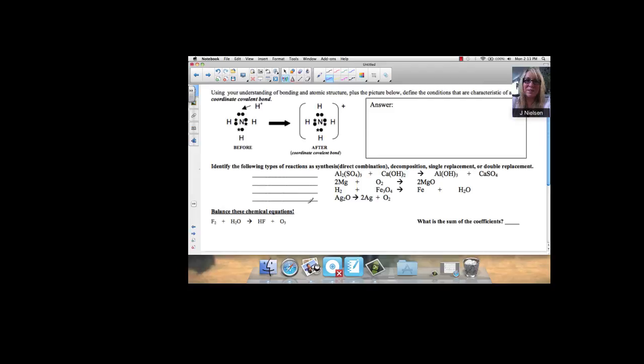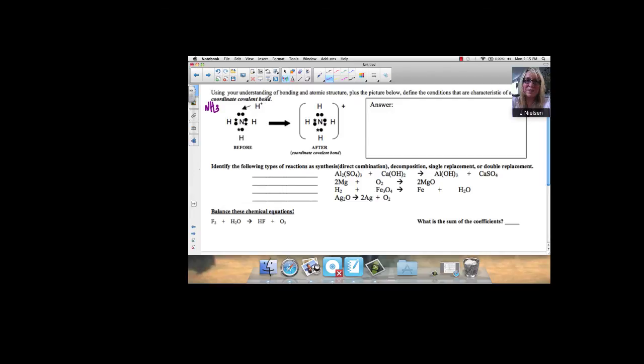Using your understanding of bonding and atomic structure, plus the picture below, define the conditions that are characteristic of a coordinate covalent bond. Well, when we draw out just simply NH3 by itself, we know that N has 5 valence electrons, depicted by the 5 circles here. Then each H comes in with 1 electron. So this is happy, stable, content right now. NH3, N's got 8, each H has got 2.